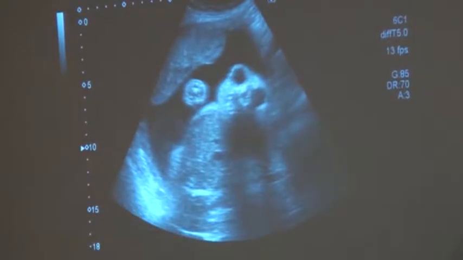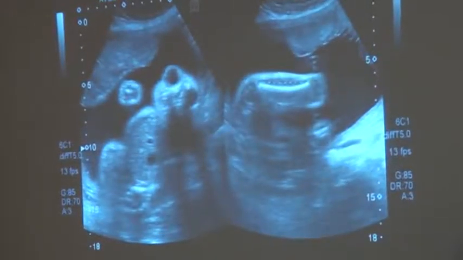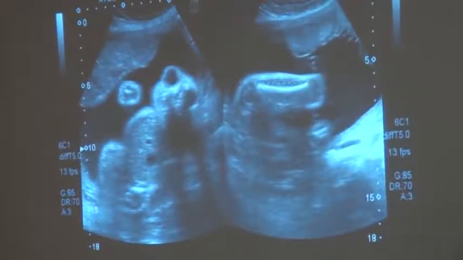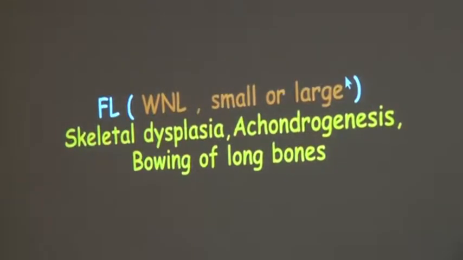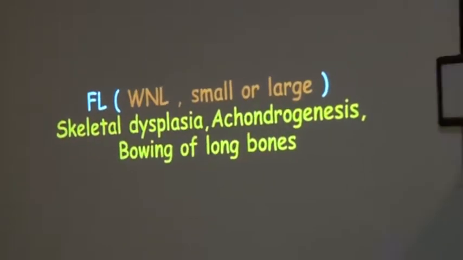When there is no calvarium, we cannot give the gestational age, so we rely on the femur length. Is the femur length within normal limits, small or large? We are dealing with skeletal dysplasia, achondrogenesis, shortening of the long bones, and so on and so forth.